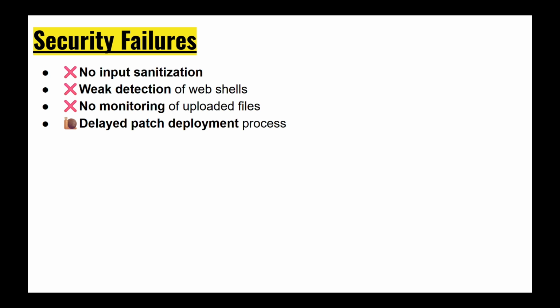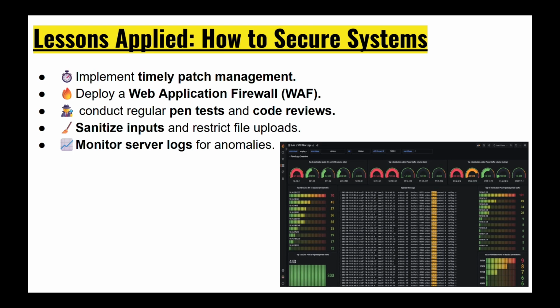The web shell activity wasn't detected promptly, showing gaps in file integrity and behavioral monitoring. The system lacked strong upload file controls, which made it easier for the web shell to be planted. Based on this breach, here are some critical takeaways and recommendations for organizations using sensitive infrastructure. Timely patching is essential. Automate wherever possible.